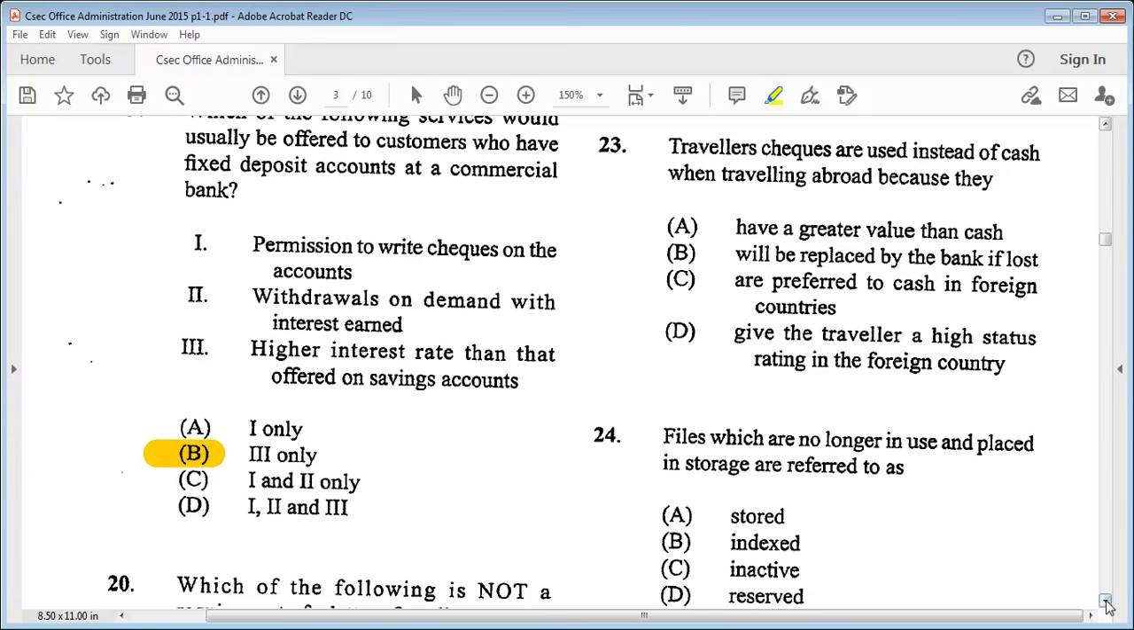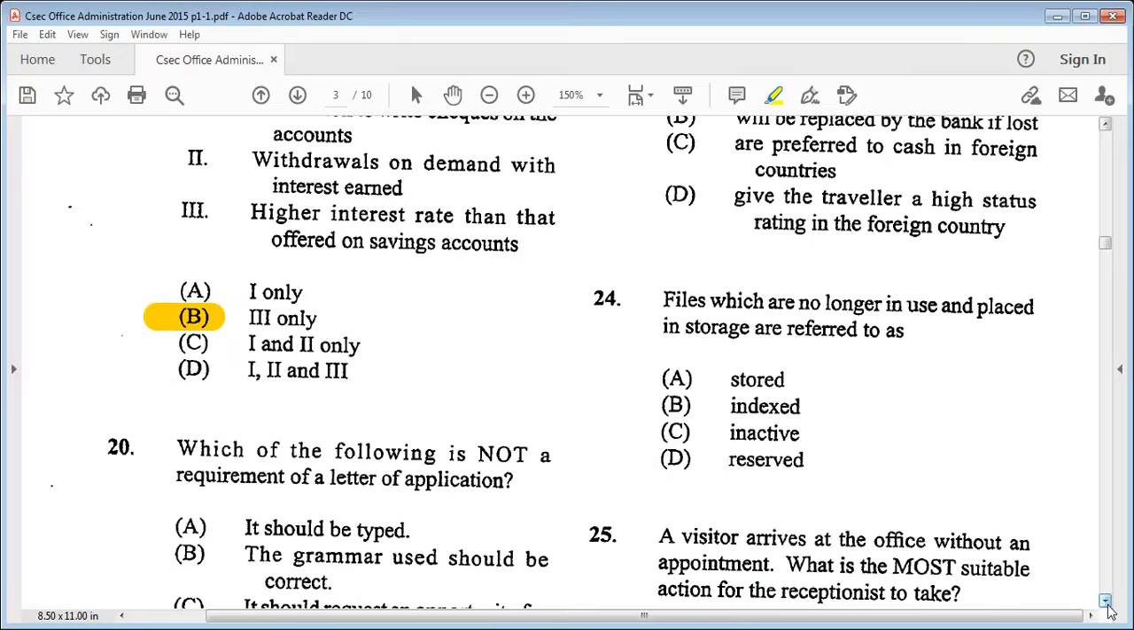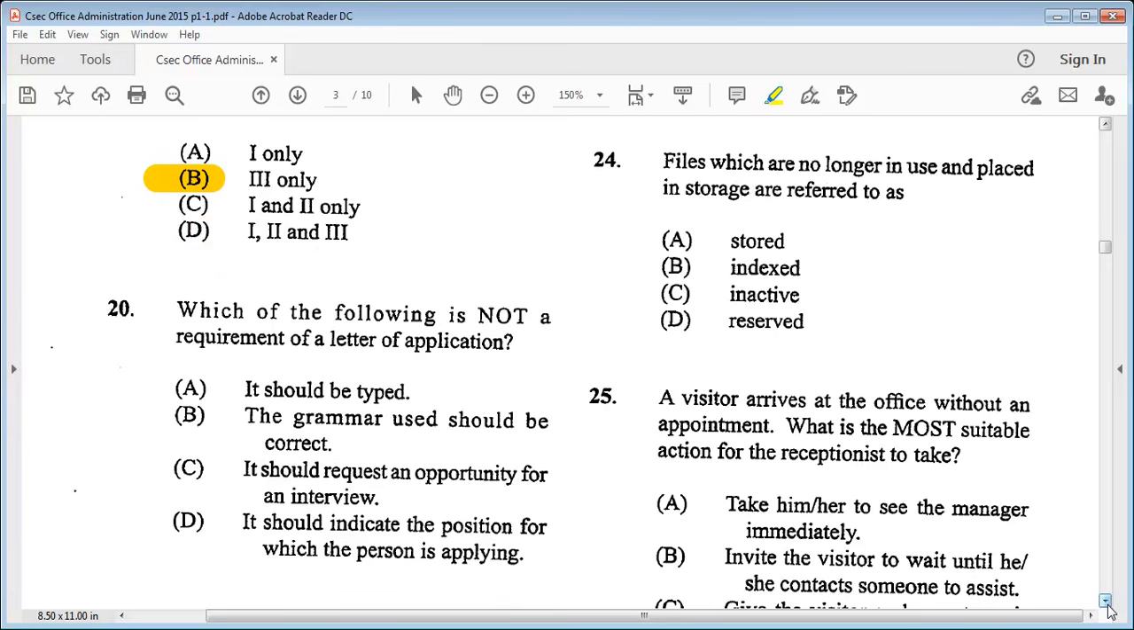Let's go on to question number 20. Which of the following is not a requirement of a letter of application? A, it should be typed. B, the grammar used should be correct. C, it should request an opportunity for an interview. Or D, it should indicate the position for which the person is applying.